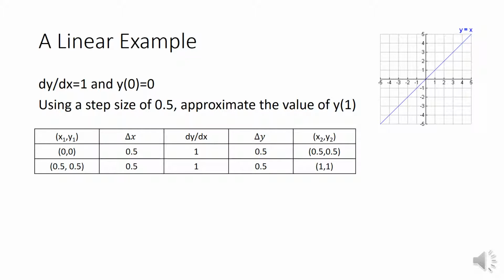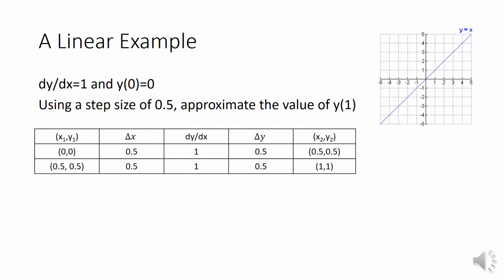So the way that you do this first is you identify the initial condition, which is given, 0, 0, and then you find dy/dx, which in this case is always 1, but in a more complicated example will depend on your x and y values. And we have our step size, which again is given, is 0.5.